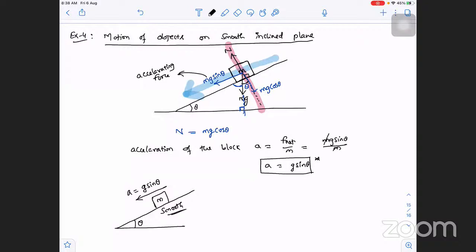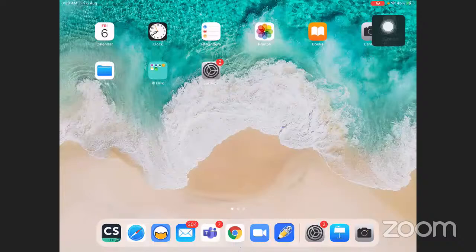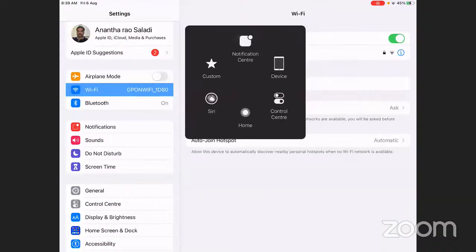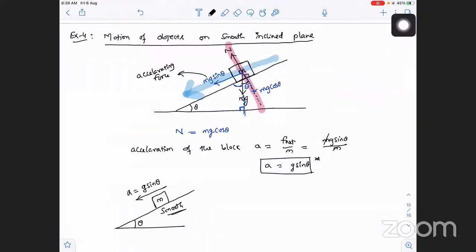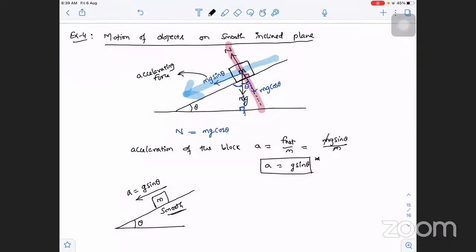Gautam, voice is not clear. Just a minute. So let me switch the. Gautam, okay now? Gautam, understood now? Okay. Sorry.